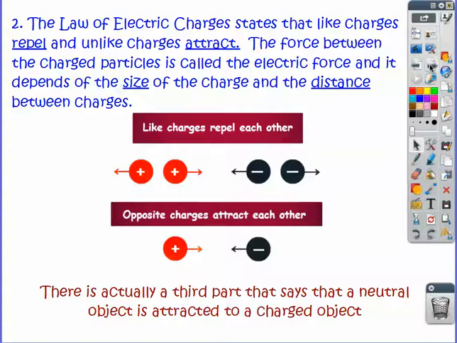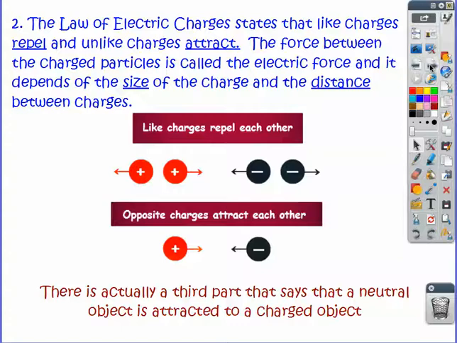Now, these particles having different charges is important because it refers back to this concept of the law of electric charges, which really has three parts. But the two main parts are the fact that charges that are alike will repel one another, and charges that are different are attracted to one another.